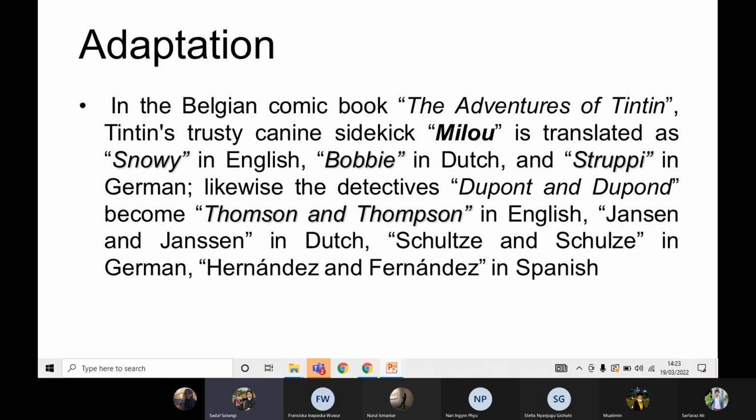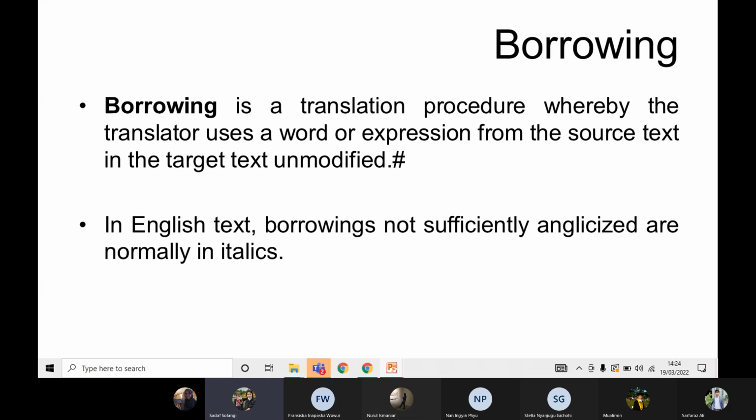Now, for adaptation, we also have an example in the Belgian comic book The Adventures of Tintin. Tintin's trusty canine sidekick, Milou, is translated as Snowy in English, Bobbie in Dutch, and Struppi in German. Likewise, the detectives Dupont and Dupond become Thomson and Thompson in English, Jansen and Janssen in Dutch, Schultze and Schulze in German, while Hernández and Fernández in Spanish. So this adaptation, we can say, is totally a free translation method.